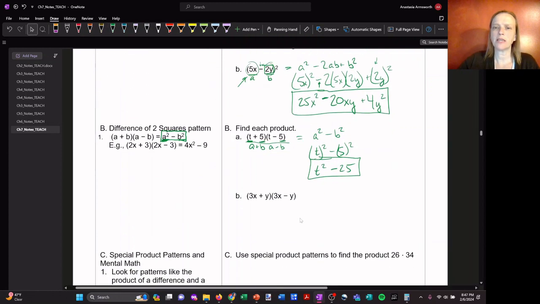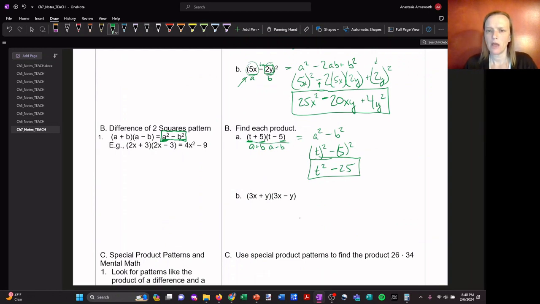Let's do one more example of a difference of squares pattern. Here we've got our a value. Here we've got our b value. And so when we put this in the a squared minus b squared format, we've got 3x, the quantity squared, minus y squared. So that's going to give us 9x squared minus y squared.